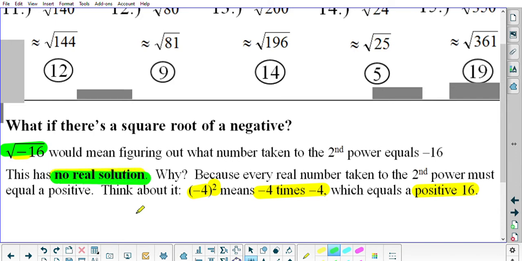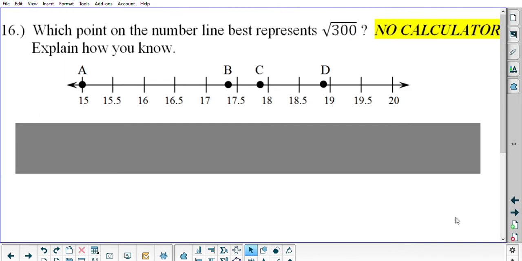In fact, if you would use a calculator, even though I've been telling you not to use the calculator so far in these guided notes, if you would try to punch the square root of negative 16 in your calculator, you would get an error message because your calculator knows there's no real answer to problems where you're taking the square root of a negative. All right, so I just wanted to teach that to you just in case you ever had a problem like that in the future. All right, moving on.